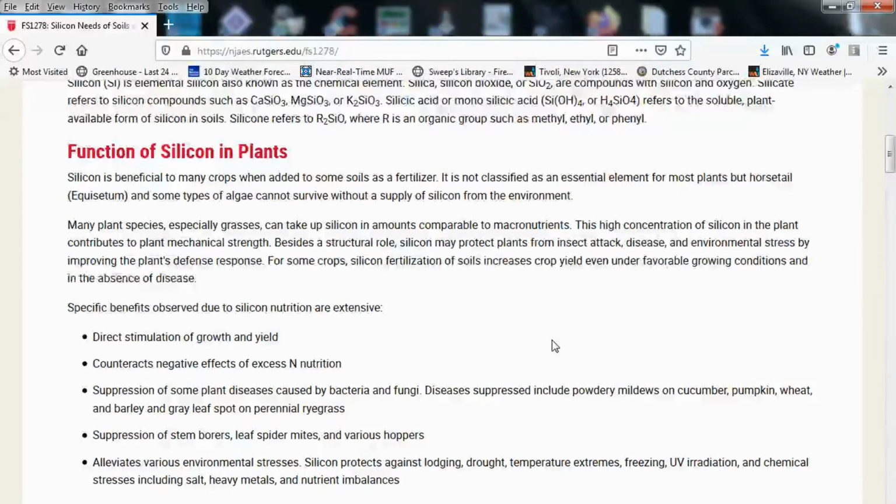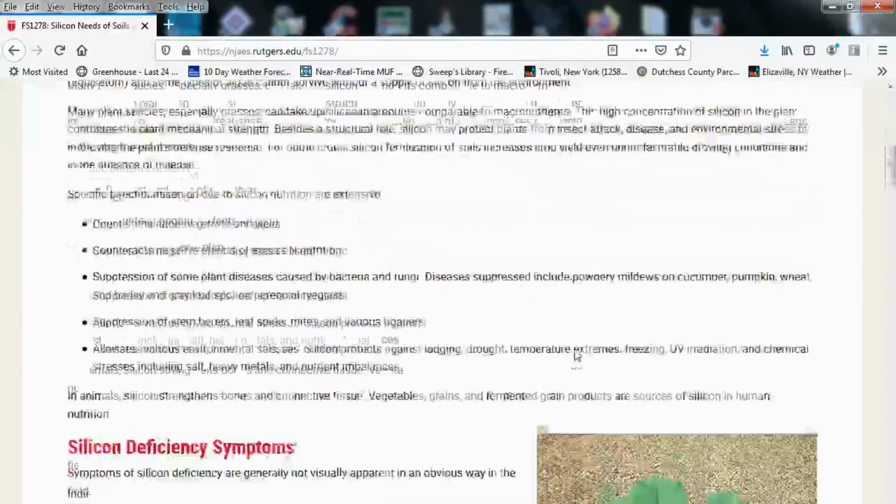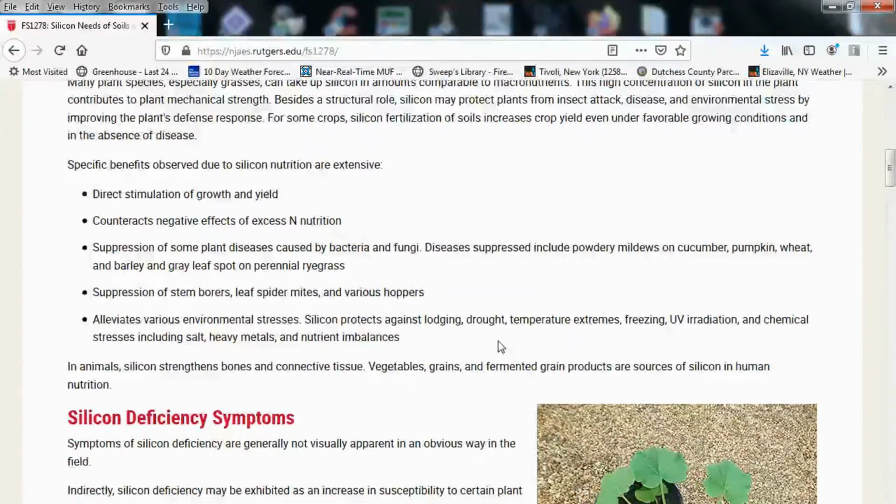Besides a structural role, silicon may protect plants from insect attack, disease, and environmental stress by improving the plant's defense response. For some crops, silicon fertilization of soils increases crop yield even under favorable growing conditions and in the absence of disease. Specific benefits observed due to silicon nutrition are extensive.